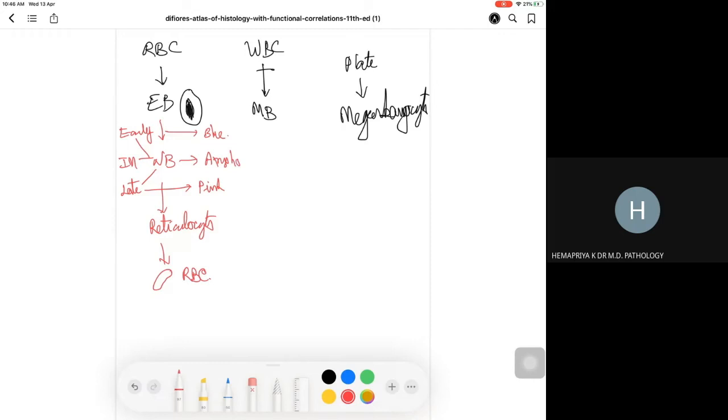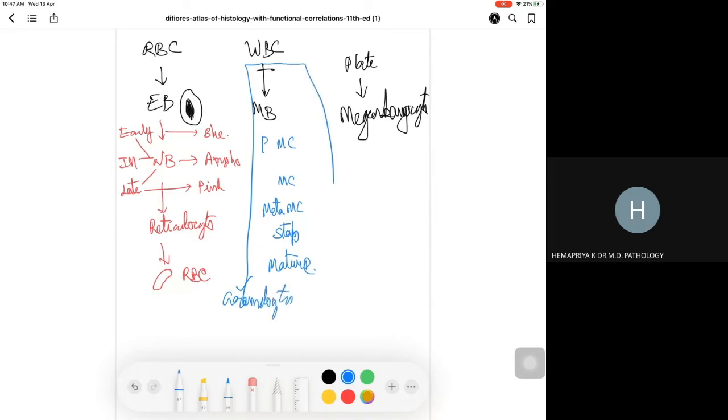Coming to the myeloblast, then you have promyelocyte, then myelocyte, and then metamyelocyte, and then stab form, S-T-A-B, stab form, and then lastly mature neutrophils. In the WBCs, you have to divide them predominantly into granulocytes and non-granulocytes.